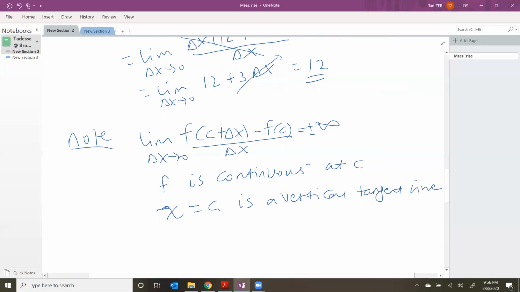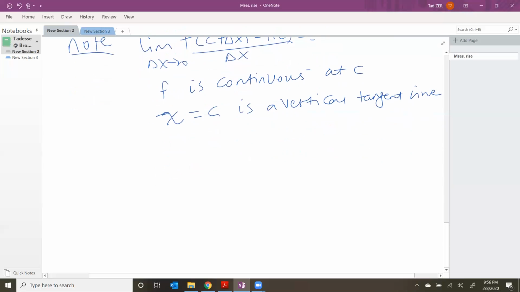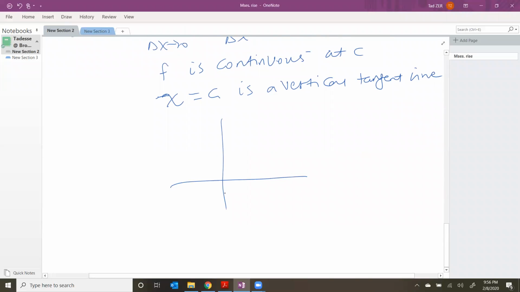So geometrically, this means I have a graph of f. So you see at this point C, right, I have what is called a vertical tangent line. This is what we call it, vertical tangent line. So it touches the graph exactly at this point. So if you calculate the slope at this point at C, the limit of the difference quotient will be what? Plus or minus infinity in that case, because this function is continuous at C, then we say that it has a vertical tangent line.